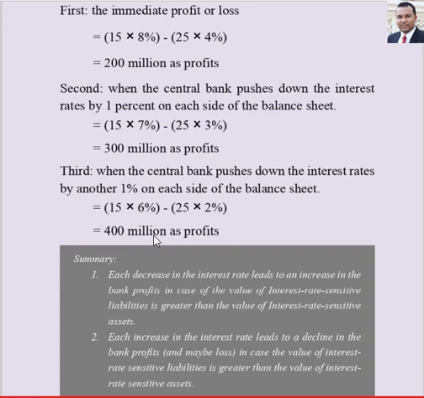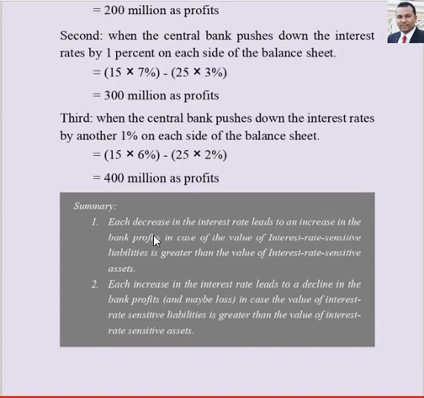400 million as a profit. Based on this case for this bank, when the central bank increases the interest rate, it is bad news for this bank, because we transformed from 200 million as a profit to 0, negative 100. But when the central bank decreases the interest rate, we transformed from 200 million as a profit to 300 million and 400 million.